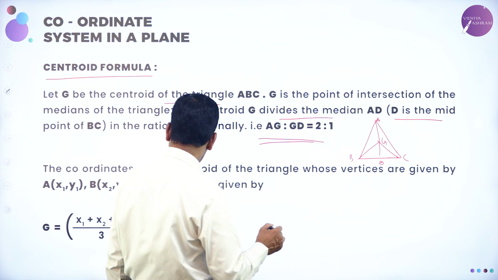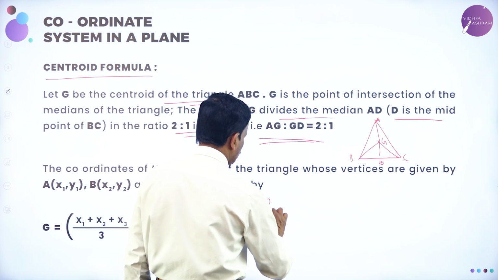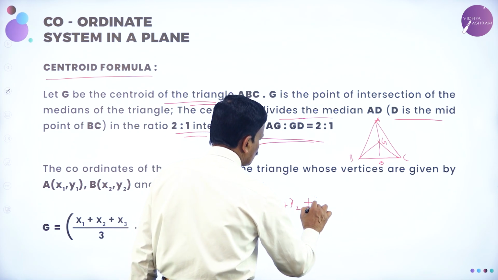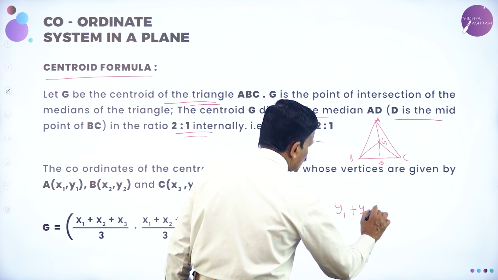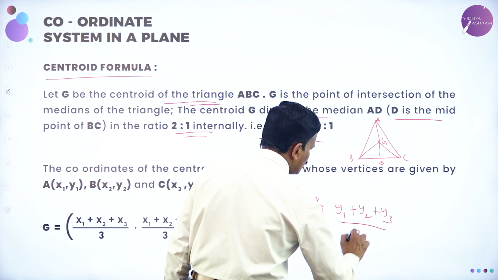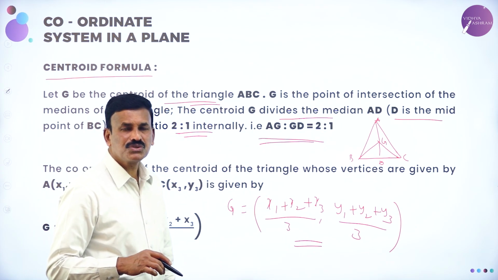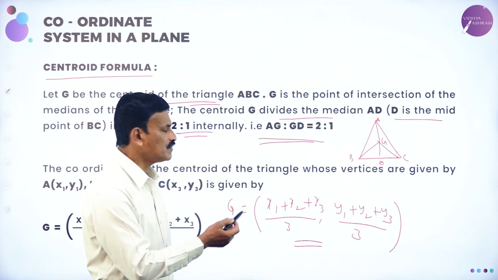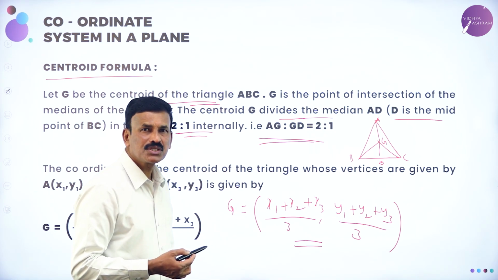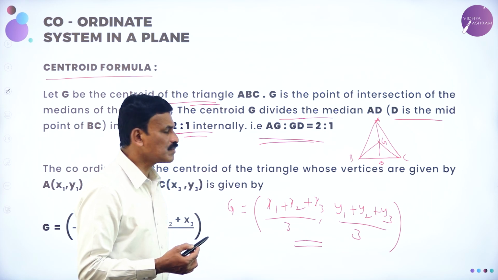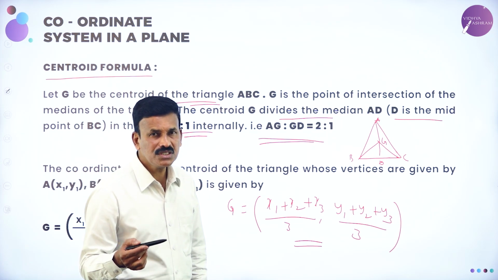So the centroid G is equal to (x1 plus x2 plus x3) by 3, comma, (y1 plus y2 plus y3) divided by 3. So if the points are (x1, y1), (x2, y2), (x3, y3), then the centroid of the triangle is given by G equal to (x1 plus x2 plus x3) by 3, comma, (y1 plus y2 plus y3) by 3. This is the formula used to find the centroid of a triangle.